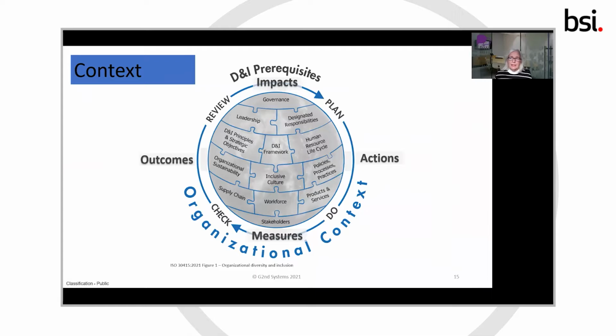So this is the context of our standard. Figure 1 was also purposely part of the introduction, so it's very visible to everybody who accesses the ISO website. And for me, it serves a number of purposes. It illustrates what's in the standard and how it is structured.